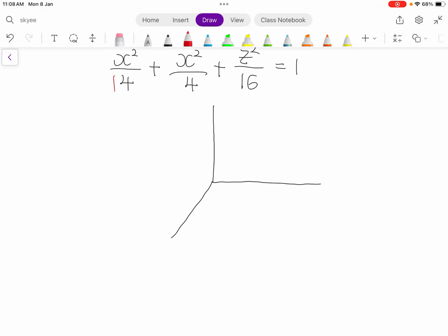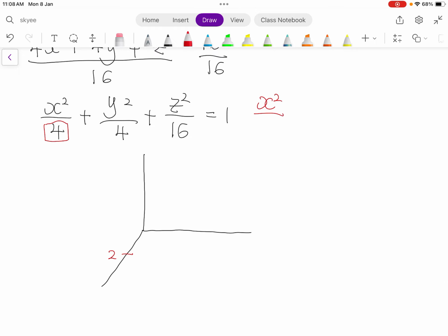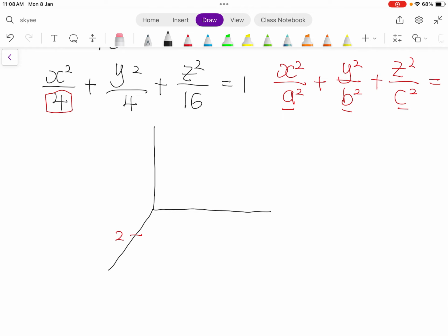When the x value is 4, it means that the intersection point at the x axis would be 2. It's not 4, it will be 2. Or maybe I should write the general formula. Oops, this one is wrong. This one should be y, right? The general formula for the ellipsoid is x squared over a squared plus y squared over b squared plus z squared over c squared equals 1. So a, b, c represent the intersection points at the axes. For the y, it will be 2 also. And for the c, it will be 4, of course.